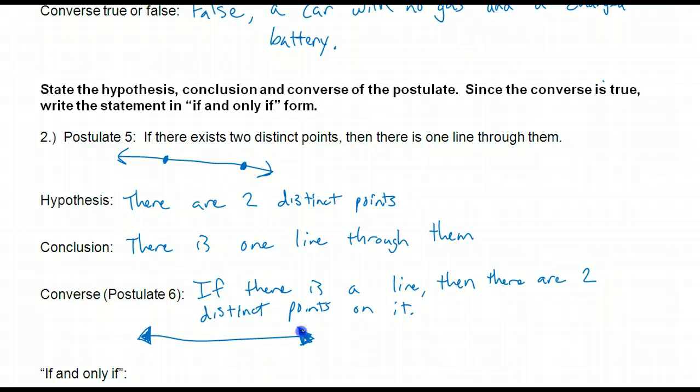Well, a line is really a collection of points. So are there two points on the line? Well, yeah, here's a point and here's a point. In fact, there's an infinite number of points on this line. So there are two. In math, when we say there are two, we mean two or more. The converse of this statement is also true. In fact, the converse makes up postulate 6. If we look at postulate 5 and its converse, postulate 6, they're both true.